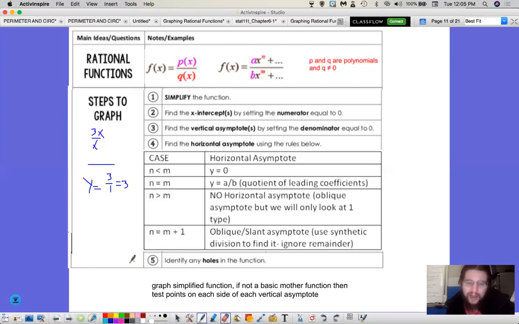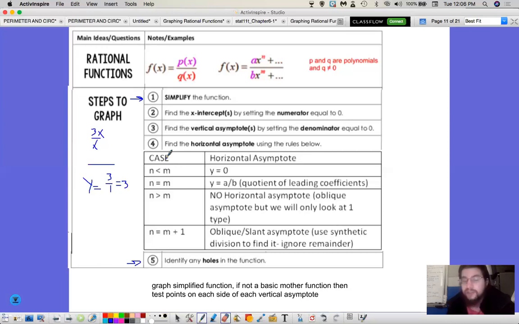Now, step number 5 kind of goes back to step number 1. Remember when we simplified, we canceled some stuff? Well, whenever you cancel stuff, to take care of it, you're going to have to find out what you canceled, what that x value is. And wherever that x value is, you're going to have to put a hole, an open circle, on it. So it's got to have a hole in the graph.